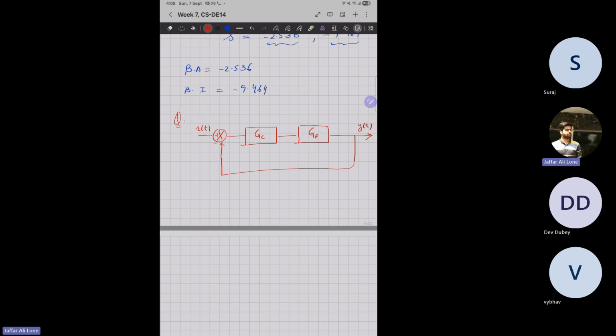So you are given a diagram, a closed loop unity feedback control system, right? So this GC is the controller, GP is the plant. And what is this GC? This GC is (S plus 3) divided by (S plus 1), and GP is K into (S plus 2) divided by S. Now find the root locus. Or sketch the root locus. It's better to write sketch root locus.